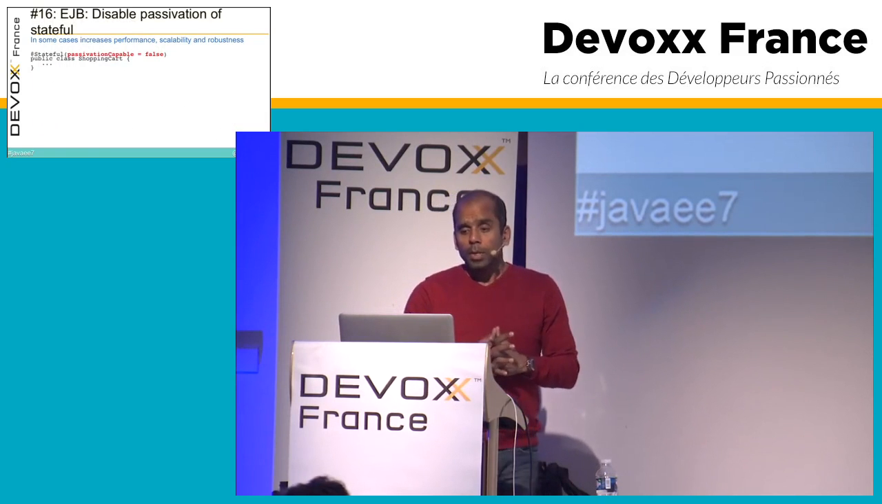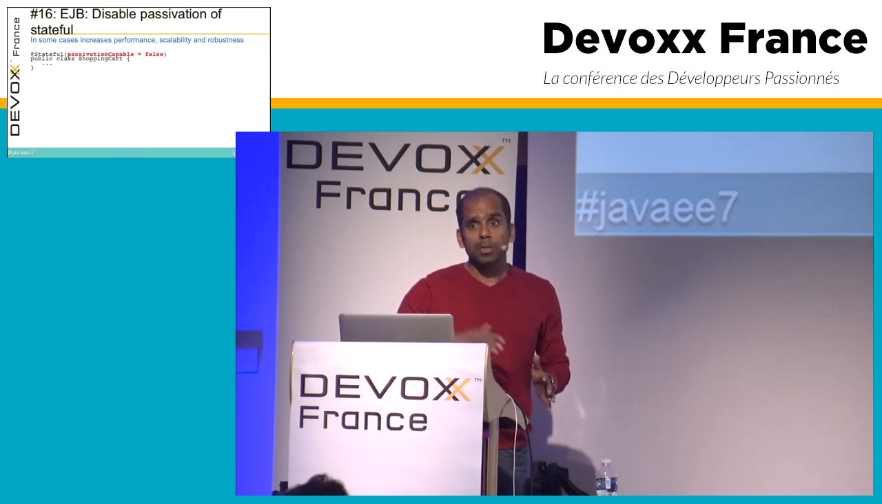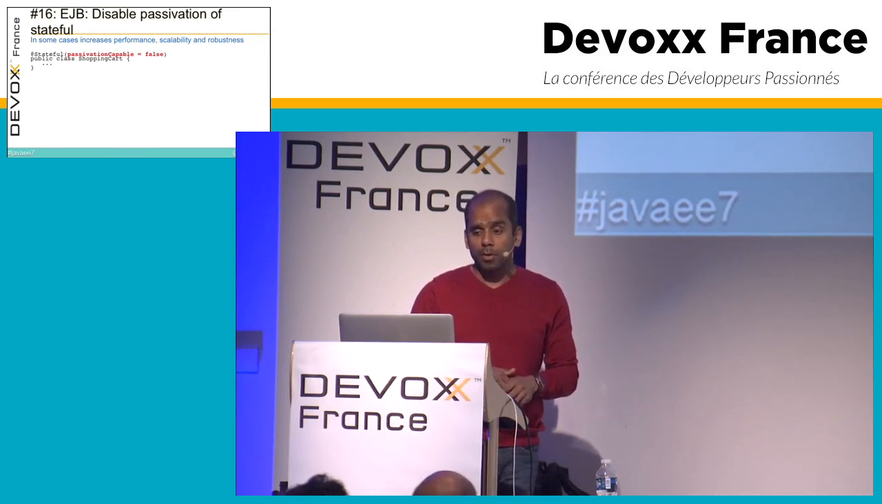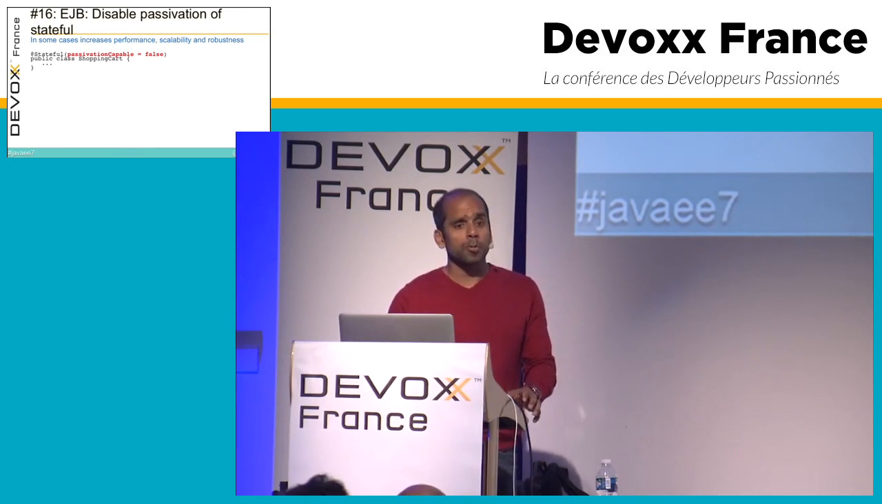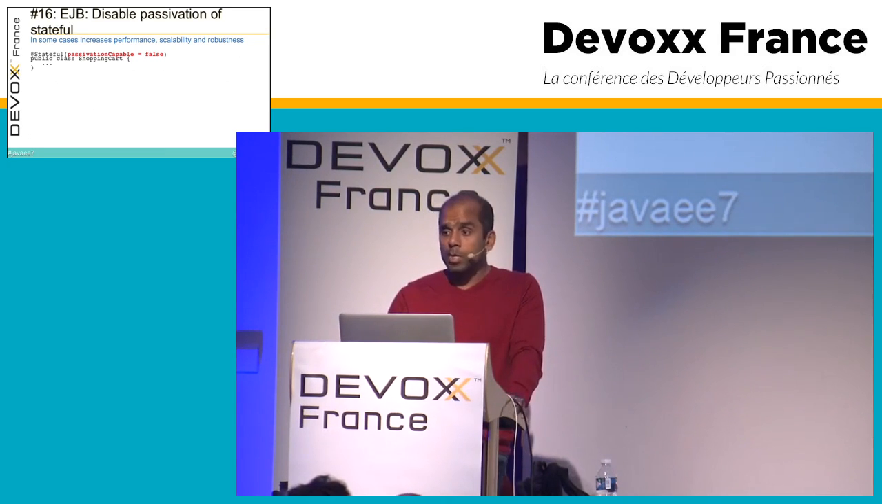EJB. Now EJB 3.2, significant changes were made in Java EE 6. With EJB 3.2, it's a sort of minor release. One of the big things we did was add the capability to disable passivation of stateful beans. You can just add passivationCapable equals false. This can give you certain performance improvements if you don't want your stateful beans to be passivated.